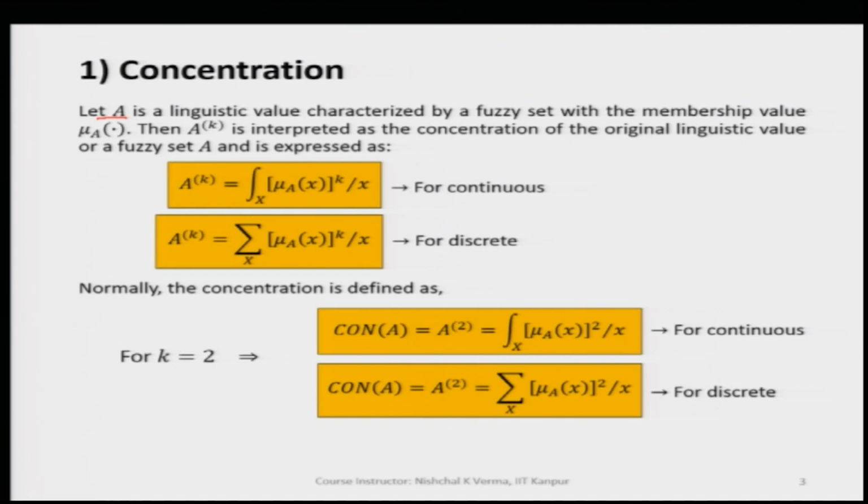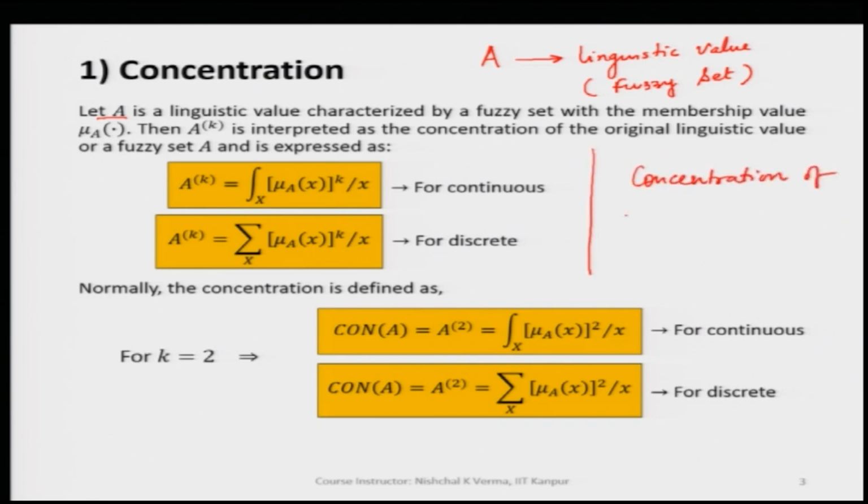So, let us say we have A which is a linguistic value, and when we say linguistic value, it means in a fuzzy system we represent a linguistic value by a suitable fuzzy set. So, if we have a linguistic value which is represented by a suitable fuzzy set A, and if we are interested in having the concentration of the fuzzy set A, this concentration is nothing but A of k.